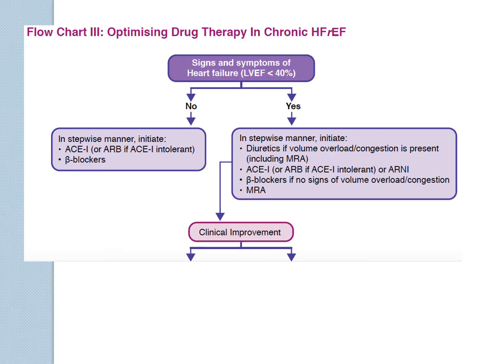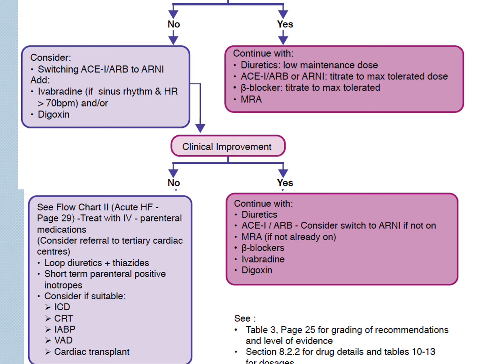So how do you treat them? Based on the diagram, as you can see, if the ejection fraction of the left ventricle reduces to less than 40%, this is where the signs and symptoms will be more obvious, because you can see them during resting time as well. So again, we try to initiate an ACE inhibitor or ARB. You can see beta blockers over here as well. If there's improvement, you continue the medication.